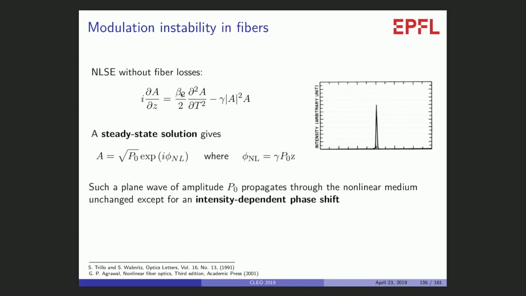So if you want to describe modulation instability in fiber, one way is to do it in the frequency domain, and one way is to do it with a mean field equation. Instead of describing it as signal-idler four-wave mixing with coupled modes, you can also just write a nonlinear Schrodinger equation without fiber losses. And this equation is very simple. The first derivative of A is given by beta 2, the GVD, then we have the operator that describes the dispersion, so it describes how the pulse spreads in time with propagation distance. And we have here our focusing nonlinearity, in case gamma is positive, and that's a Kerr nonlinearity.